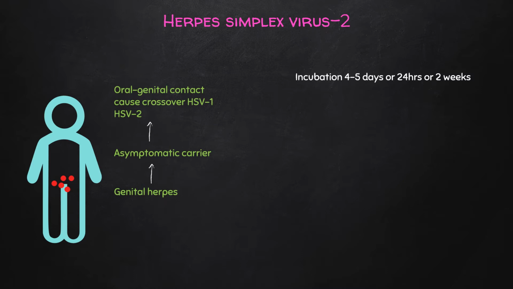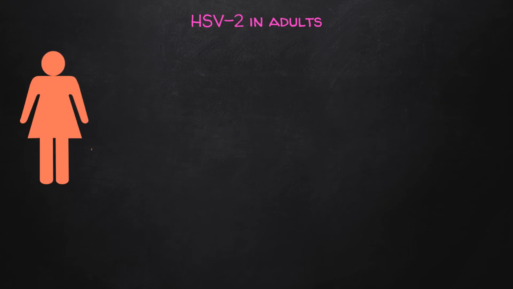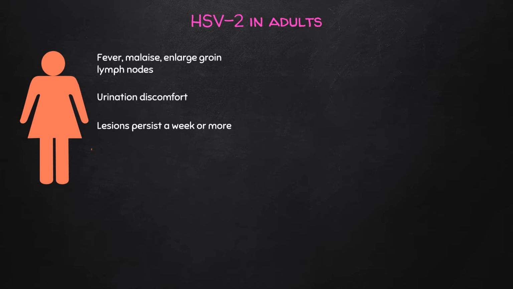The first symptoms may be pain or itching at the site of infection, followed within a day or two by the appearance of blister-like lesions that may occur singly or in groups. In females especially, generalized symptoms such as fever and malaise may develop, and lymph nodes in the groin may enlarge. Urination may cause great discomfort. Lesions may persist in this stage for a week or more, and complete healing may take 4 to 6 weeks.